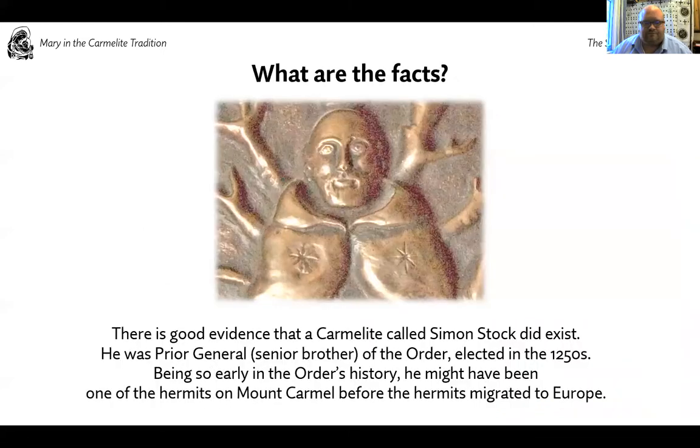What do we know? Well, we know that there really was a man called Simon Stock. He did exist. Very good evidence for that. He was the prior general, the most senior brother of the order, elected in the 1250s. And because he was so early in the order's history, it's very likely that he had been one of the hermits on Mount Carmel, who had probably come from England and returned to England, having been a hermit on Carmel.